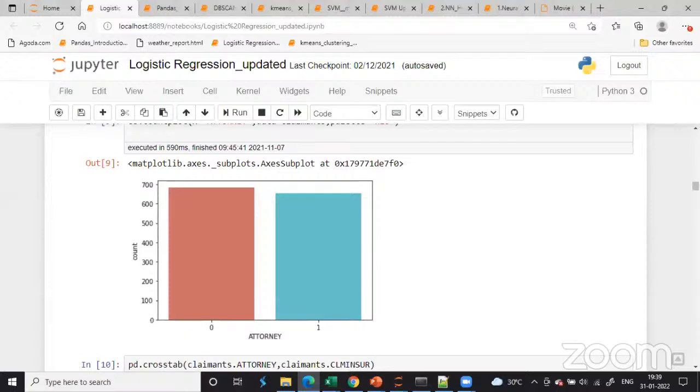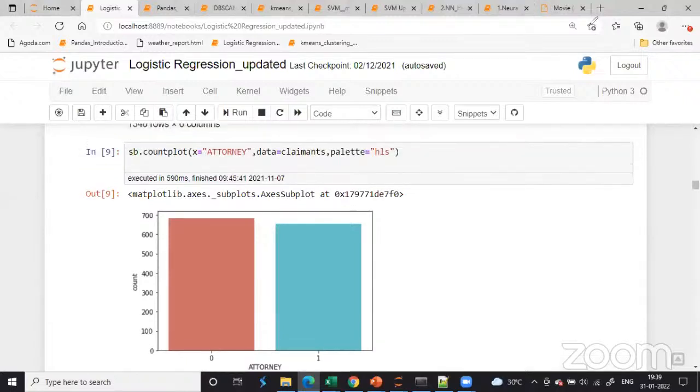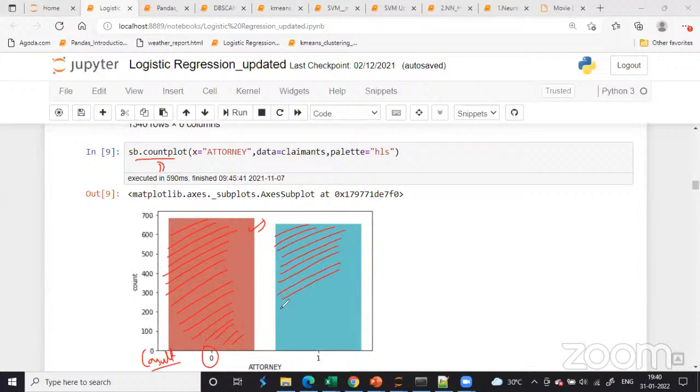Now, I can also create my count plot. So count plot is going to count how many observations you have in your data set. So 0 stands for observations who are going to consult a lawyer. So in your data set, you have more observations where people are actually consulting a lawyer. You have slightly less observations where people are not consulting your lawyer. That is what you have to understand in your data set.